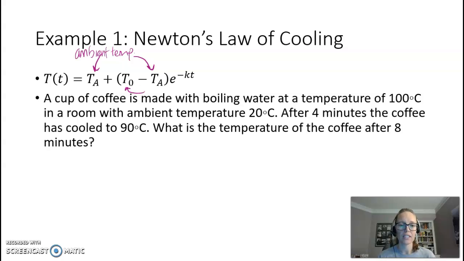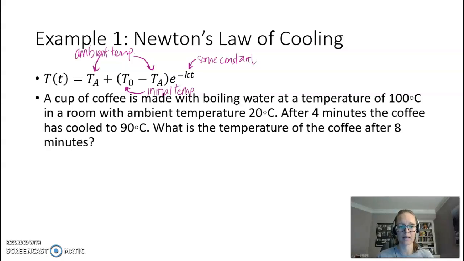Then we have T sub 0. This is the initial temperature of the object, so whatever is cooling down, we have to know what temperature it starts at. And then the K value here, this is just some constant, and this changes based on the object. This is either going to be given to you, or like in today's example, we're going to solve for K before we can answer any other questions about the model.